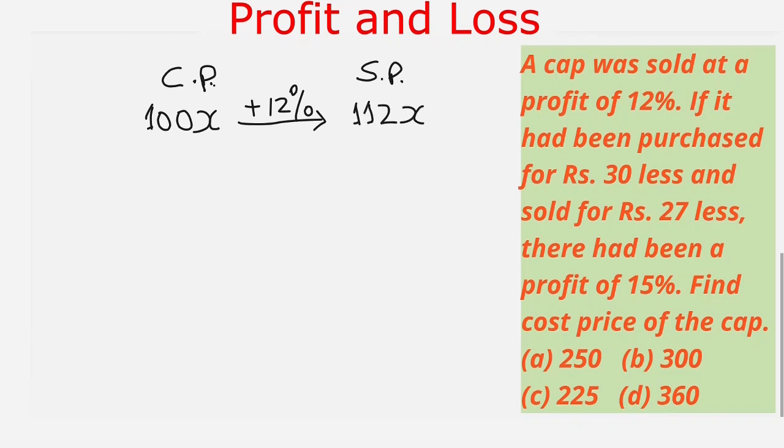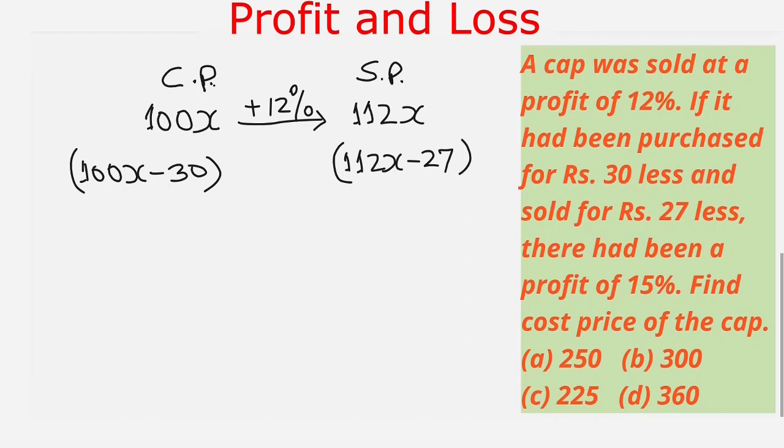If it had been purchased for rupees 30 less, so new cost price will be 100x minus 30, and sold for rupees 27 less, so new selling price will be 112x minus 27. Now there is a relation between these two given in the question, that there had been a profit of 15%. So if we add 15% to the new cost price, we will get the selling price.